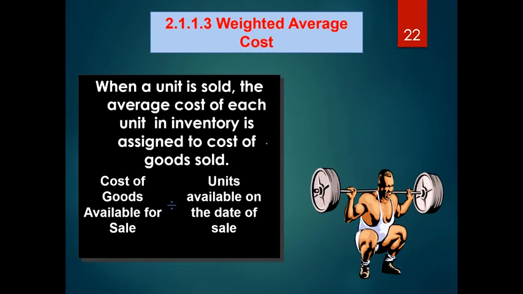So now let's take a look at the weighted average method. So weighted average method ni, when a unit is sold, the average cost of each unit in inventory is assigned to cost of goods sold. So cost of goods available for sale tu kita akan bahagikan dengan unit available on the date of sale.